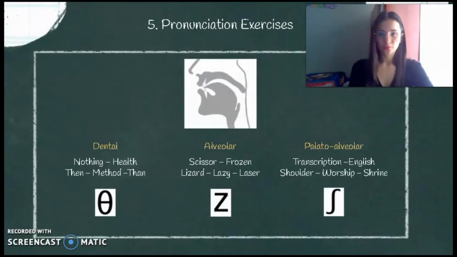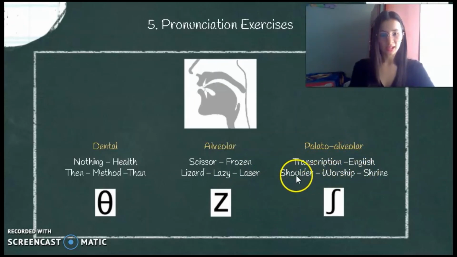Pronunciation exercise. Dental: the first word is nothing, the second is health, then method. Then alveolar: scissor, frozen, lizard, lazy, laser. Then the palatal alveolar. Transcription.